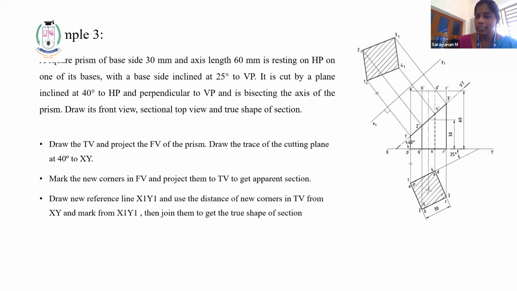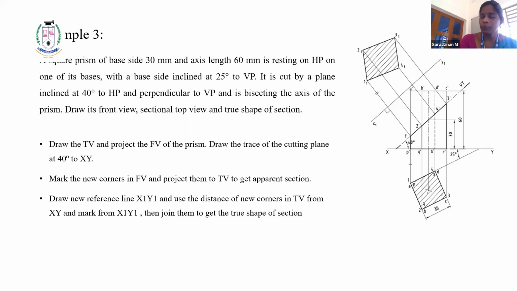Then the sectional plane is inclined at 45 degree and perpendicular to VP, and it is bisecting the axis of the prism. Bisecting the axis of the prism means the sectional plane will pass through the center of the prism. So the sectional plane is shown above XY, passing through the center of the prism at a distance of 30 mm from XY. First draw the sectional plane, then project it towards the top view and draw the sectional top view.